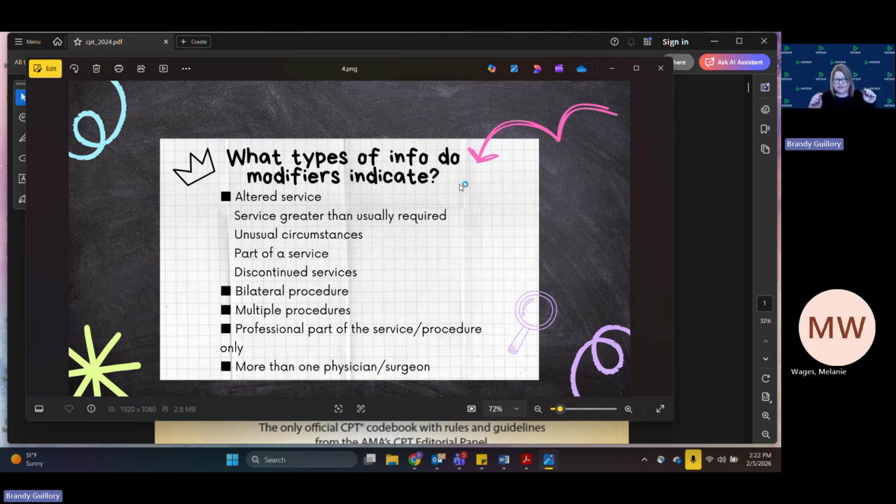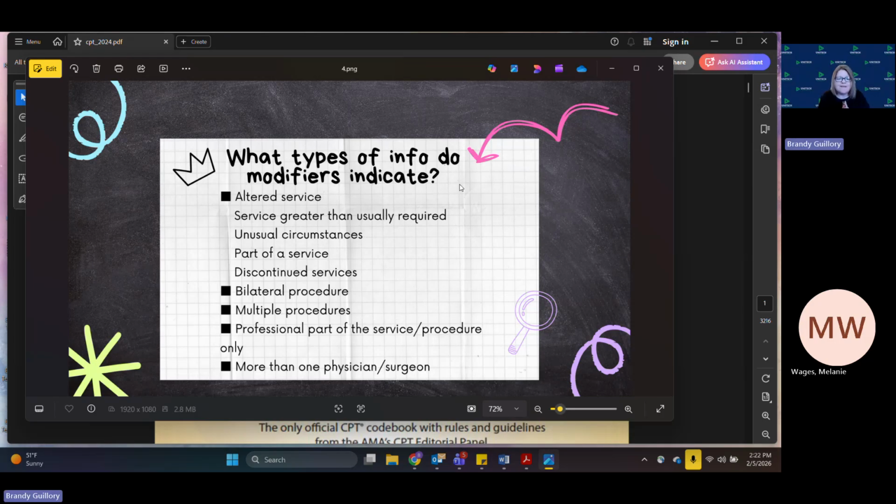they could have it on both at a time, right? So if it's bilateral, there's a modifier that you use to let you know it was bilateral on both wrists or both eyes, both arms, whatever the body part may be, it's the same modifier.